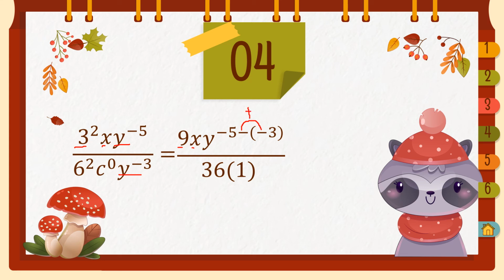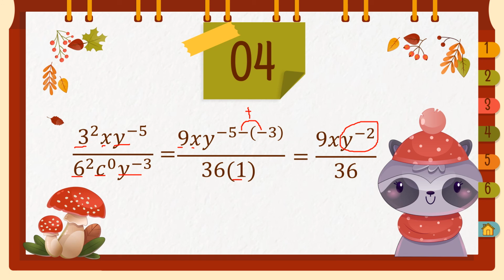So, sa baba naman, 6 times 6, 36. Yung c raised to 0, that is already equal to 1. Then, si-simplify po natin. Magiging 9x raised to, ito po yung magiging plus. So, negative 5 plus 3, that is equal to negative 2. Divided by 36 times 1, that is 36.